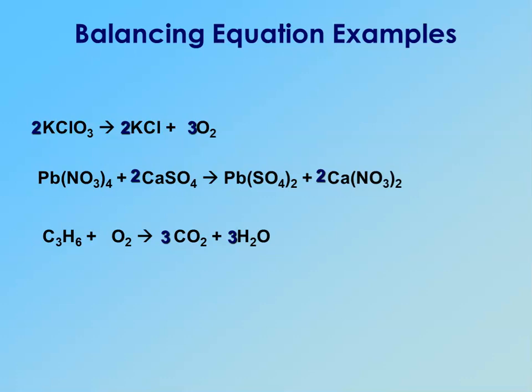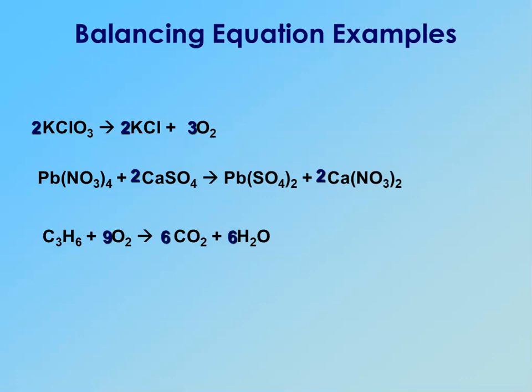Now if I take a look at my oxygens, I have 2 oxygens on the reactant side. I have 6 in my 3 CO2s, and I have 3 in my 3 H2Os for a total of 9. 9 and 2 do not divide evenly into one another, but if I take 9 and 2 together, the next number they both have in common is 18. So if I make oxygen go up to 18 on the left side, I need to make oxygen go up to 18 on the right side, which means doubling the CO2 on the right side from 3 to 6 and doubling the H2Os from 3 to 6.